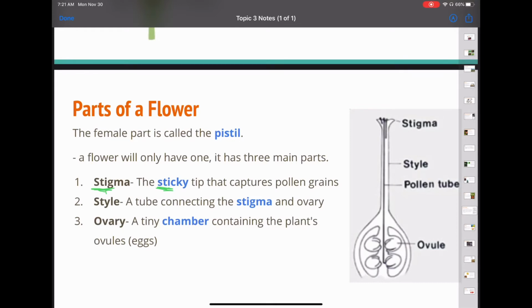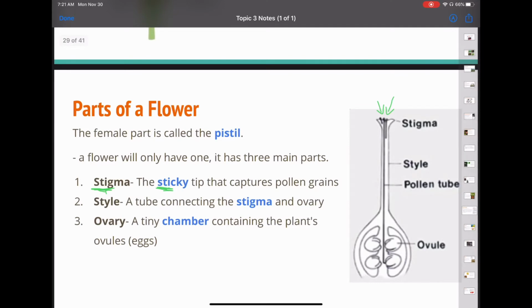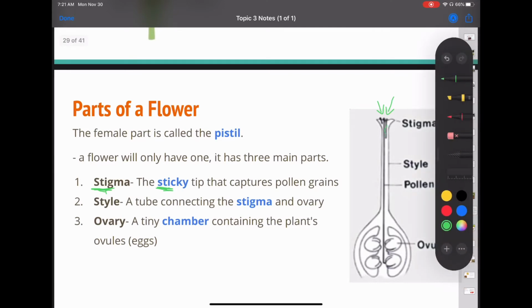So once the pollen grains come in and go down to the stigma, they are also going to form a pollen tube, and they're going to work their way down the style. Okay, so the style is just a tube that connects the stigma and the ovary.